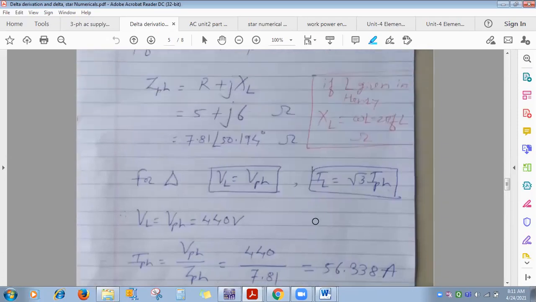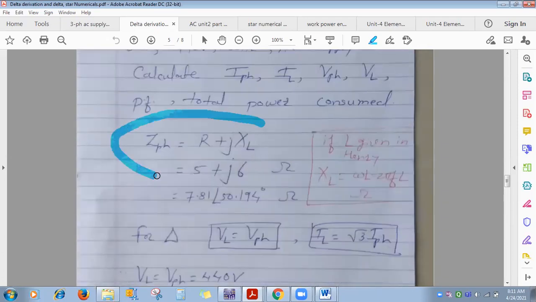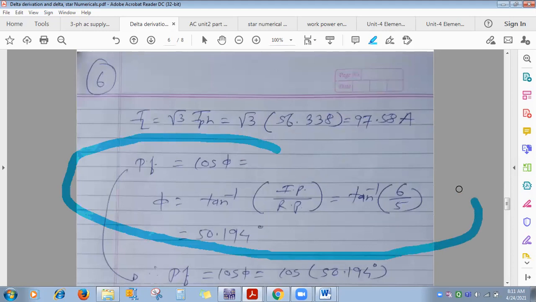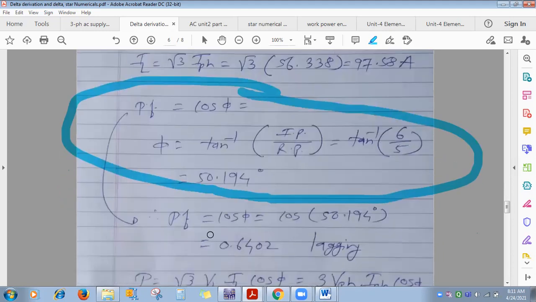Now if you know Z in rectangular form, can you calculate cos phi or phi? We have seen in second unit, what is the formula of phi? Tan inverse of imaginary part upon real part. Here imaginary part you know, real part you know. So can you calculate phi and then cos phi? Yes ma'am. Got it? And it's a series RL.